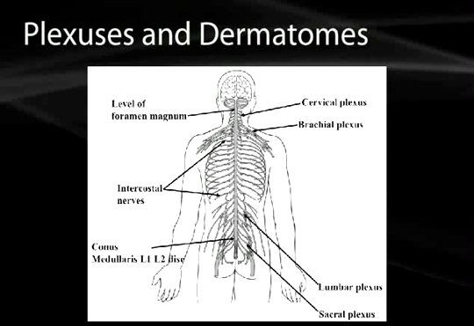There's a cervical plexus, C1 to C4. There's a brachial plexus, C5 to T1. There's a lumbar plexus, which includes T12 all the way to L4. And then there's the sacral plexus, which is part of L4, all of L5, which makes up the lumbosacral trunk, and down all the way to S4.